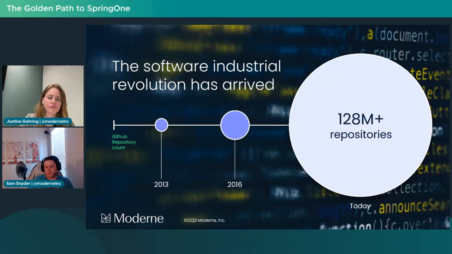The software industrial revolution has arrived, right? The number of repositories, the amount of code in the world has just completely exploded. Even a small organization like ours has several dozen repositories, and managing code across all of those, and not just the code within them, but the entire software supply chain of dependencies and vulnerabilities and everything else that comes with shipping a modern software project, is quite the logistical challenge. And not just logistical, but a challenge in terms of just work put into keeping afloat.